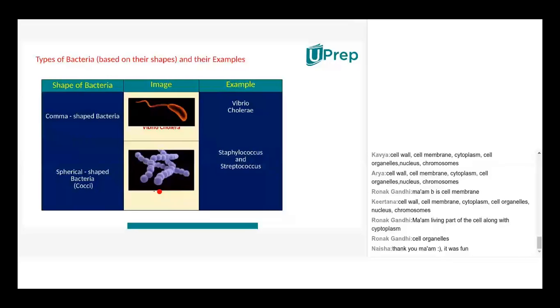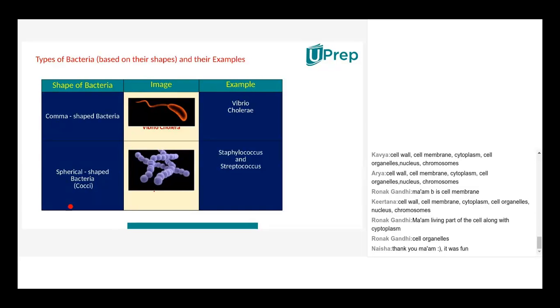So here, if you see comma-shaped bacteria, it looks like this. This is flagella, which helps in movement of the bacteria. So the shape is something like a comma. Example, Vibrio cholerae. This is the bacteria name. Vibrio cholerae causes cholera disease. So the cholera disease causing bacteria is Vibrio cholerae and its shape is comma shape.